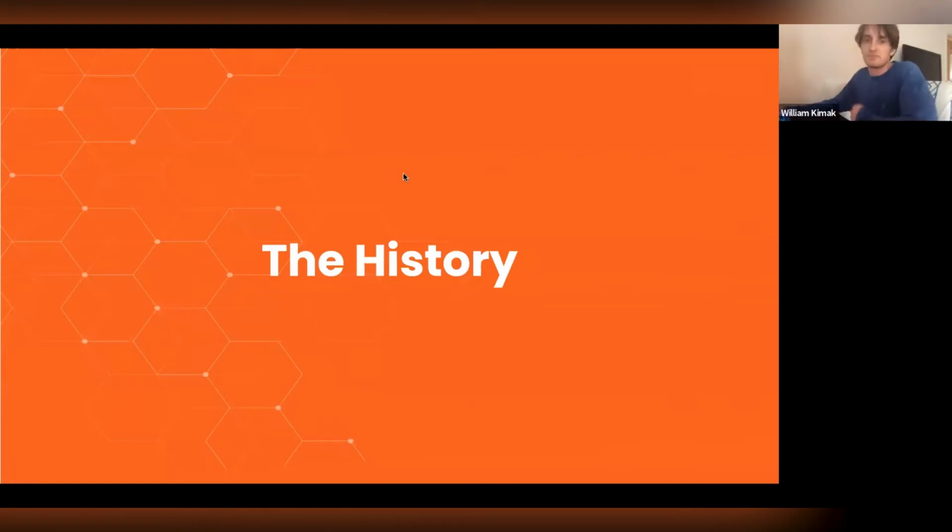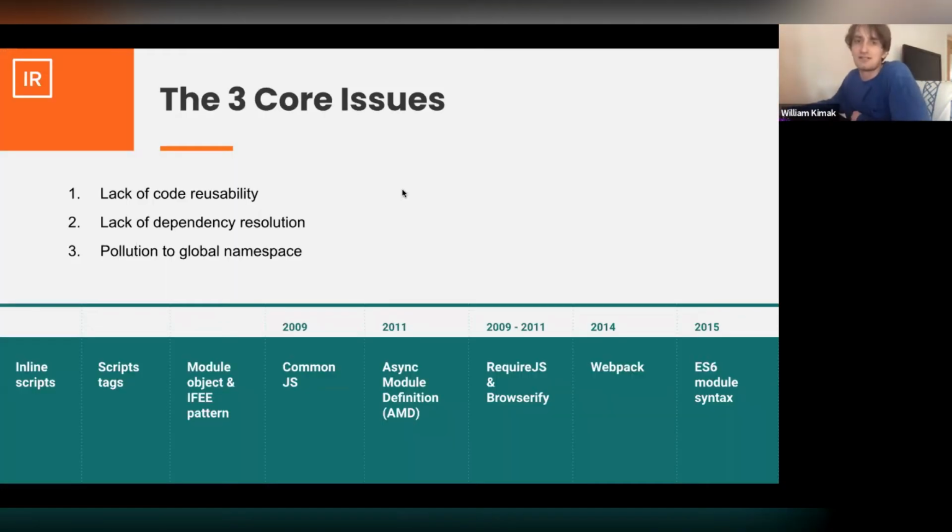So, the history of code sharing. Over the years, there have been 3 core issues that we as developers have wanted to resolve. The first being the lack of code reusability, the lack of dependency resolution, or in other words, the order in which we list dependencies, and also pollution of the global namespace.